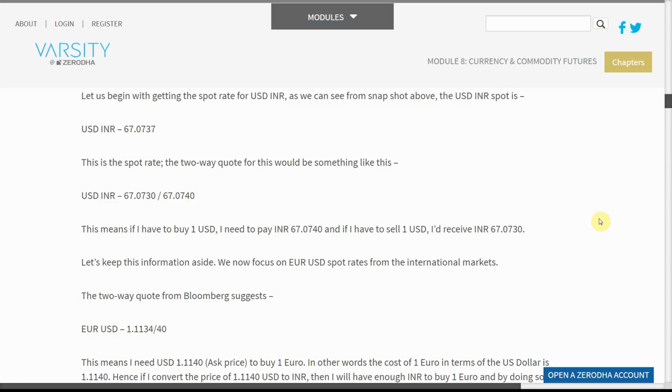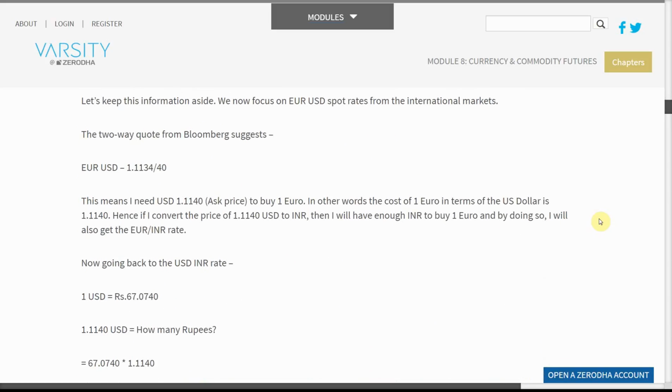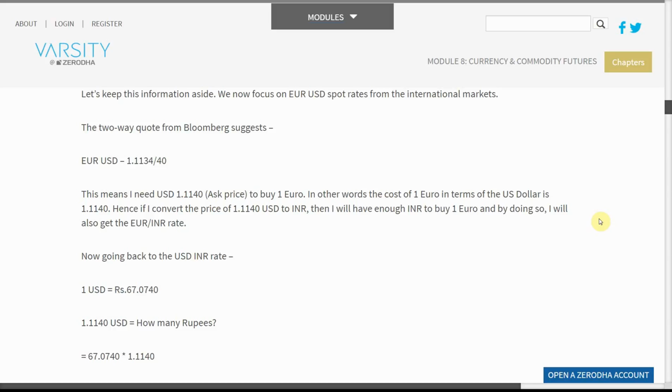We now focus on Euro USD spot rates from the international markets. The two-way quote from Bloomberg suggests Euro USD 1.1134, 1.1140. This means I'd need USD 1.1140, the ask price, to buy 1 euro. In other words, the cost of 1 euro in terms of the US dollar is 1.1140. Hence, if I convert the price of 1.1140 USD to INR, then I will have enough INR to buy 1 euro, and by doing so, I will also get the Euro INR rate.